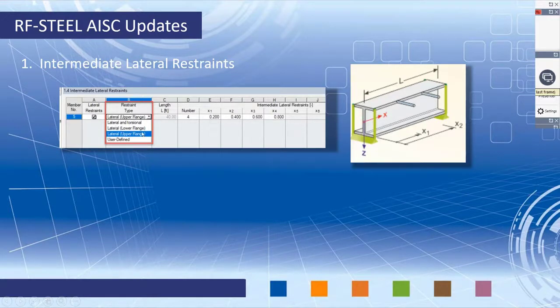So these options can now be individually set. So you'll see here we can consider both, just the upper, the lower, or user defined, and then we set the number of intermediate lateral restraints along the beam length. So why this is important is for lateral torsional buckling. We want the program to automatically determine which flange is in compression so that when we're doing our LTB checks according to the AISC, we get the correct moment capacity.